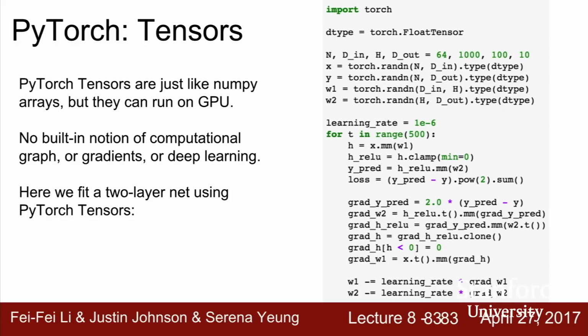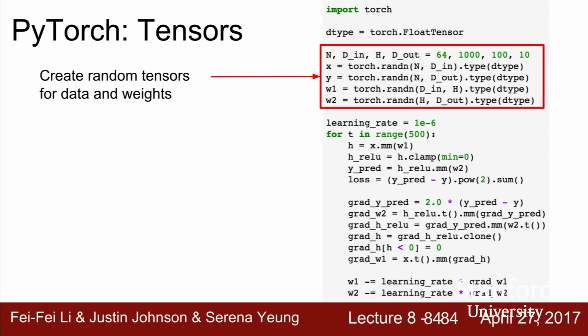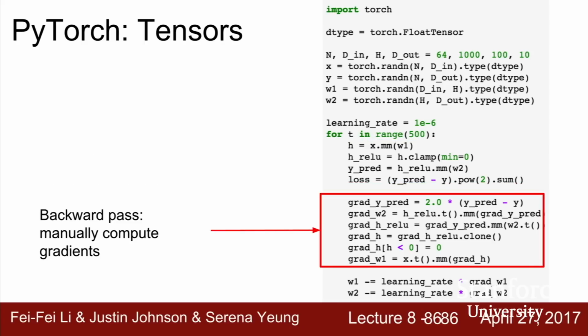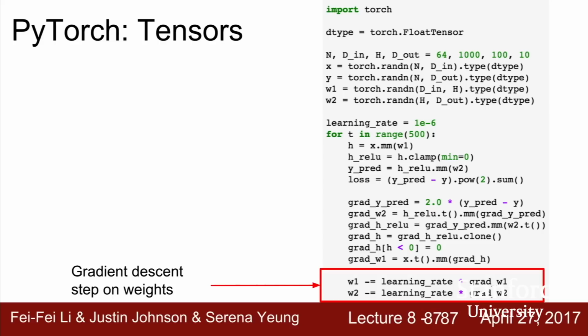PyTorch tensors, as I said, are just like NumPy arrays. Here on the right, we've done an entire 2-layer network using entirely PyTorch tensors. One thing to note is that we're not importing NumPy here at all anymore. We're just doing all these operations using PyTorch tensors. This code looks exactly like the 2-layer net code that you wrote in NumPy on the first homework. You set up some random data, you use some operations to compute the forward pass, and then we're explicitly doing the backward pass ourselves, backpropping through the network, just as you did on homework 1. And now we're doing a manual update of the weights using our learning rate and our computed gradients.